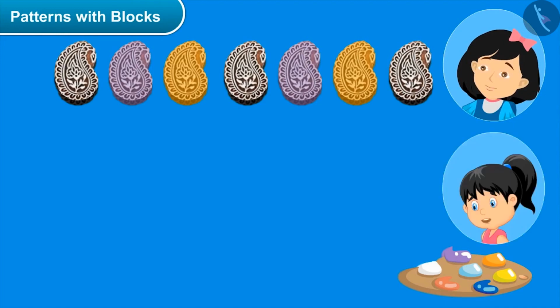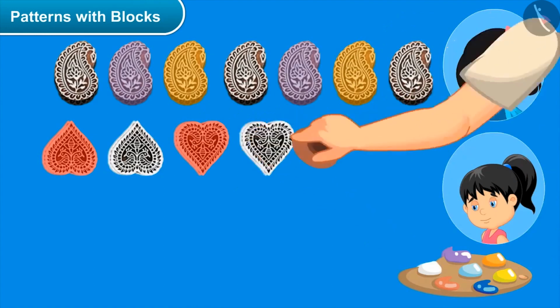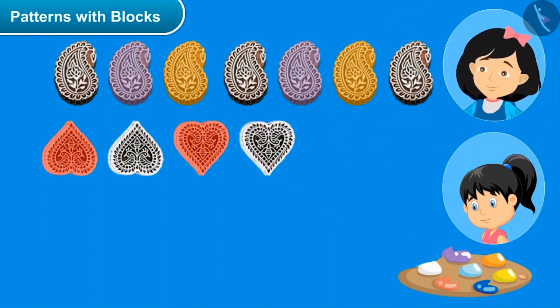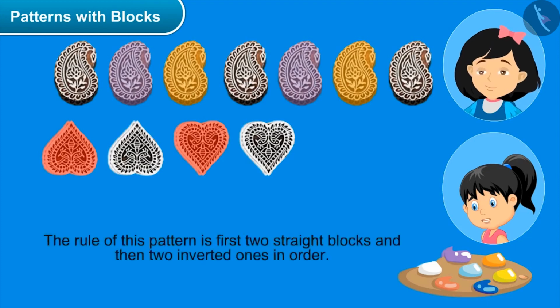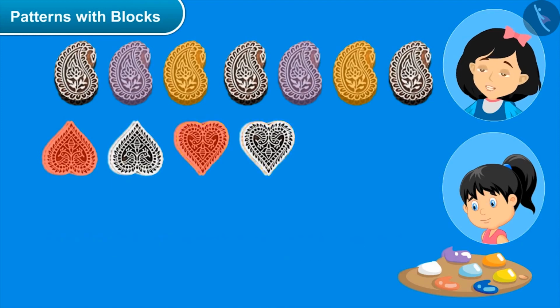Sis, can we make pattern by placing the blocks upside down? Yes, definitely. We can draw patterns by making our own rules too. Now look at this pattern and tell me which rule it is following. Oh wow, sis. What a beautiful design pattern you have made by printing this block straight and upside down. So, what is the rule of this pattern? The rule of this pattern is first two straight blocks and then two inverted ones in order. Yes, right. And by following this rule, we can carry forward this pattern.